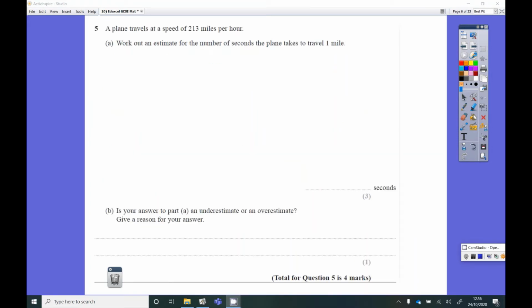So 5 part A, we've got to work out an estimate for the number of seconds the plane takes to travel one mile. So we don't actually have to work it out, we've just got to estimate it. So 213 miles per hour. Now to one significant figure, you're allowed to round these numbers. So we're saying the plane's doing 200 miles every hour. Now every hour is every 60 minutes. So let's just break that down.